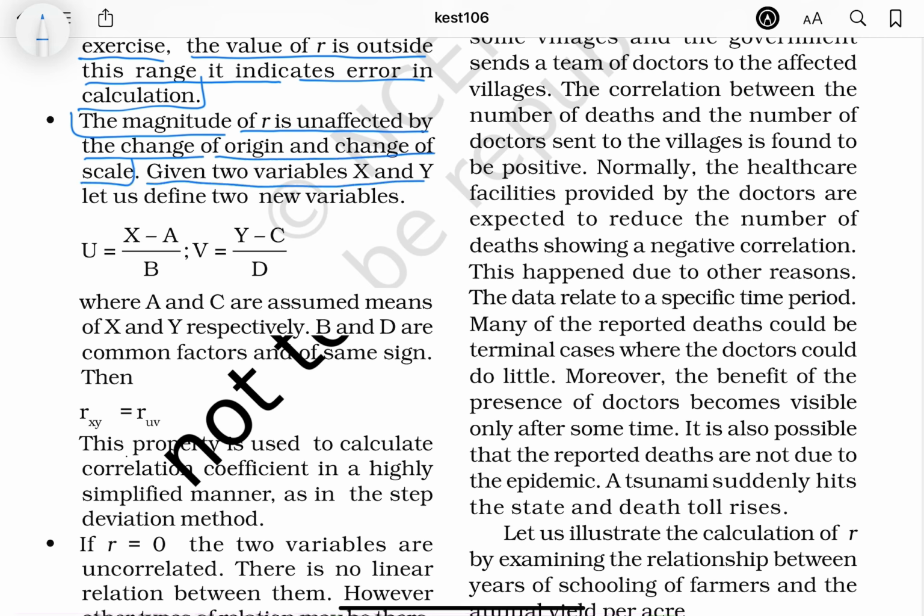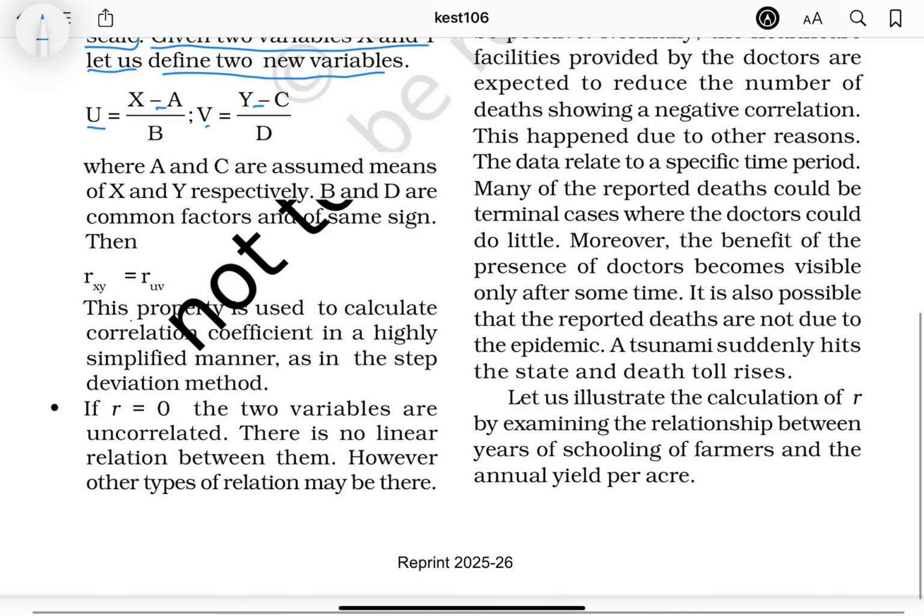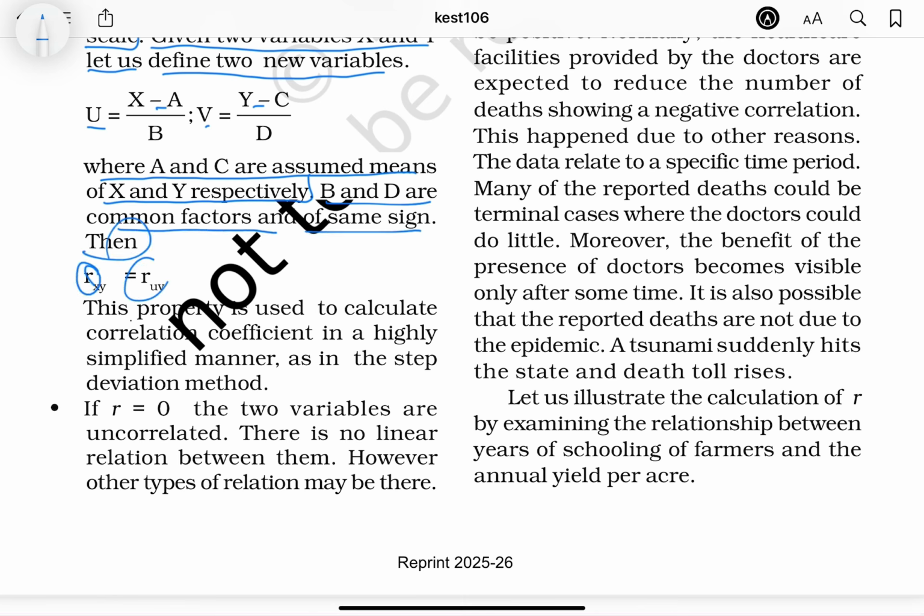Given two variables x and y, let us define two new variables, u equals x minus a divided by b, and v equals y minus c divided by d. A and c are assumed means, x and y represent respectively. B and d are common factors and of same sign, r xy equals r uv. This property is used to calculate correlation coefficient in a highly simplified manner, as in the step deviation method.